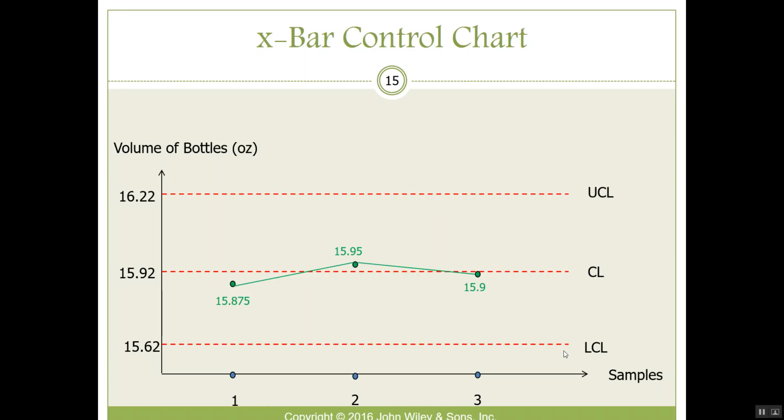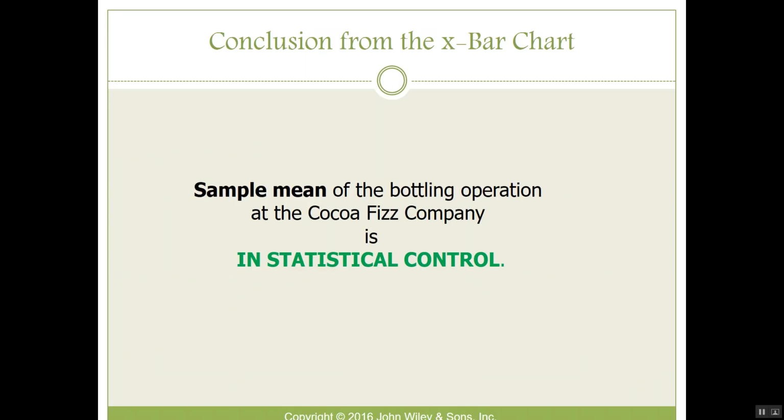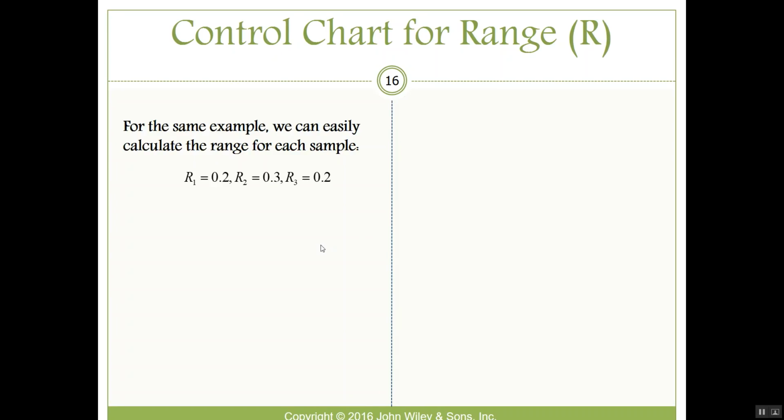So if everything is between the lower and the upper control limit, which is the case here, then you will draw this conclusion. Sample mean of the bottling operation at the Cocoa Fizz Company is in statistical control. Remember, these conclusions of control charts are very, very important, and they're going to be very similar for the other types of charts. So here we're doing an x bar chart, so we wrote sample mean, and always is or is not in statistical control. So again, because everything was in between the two lines, here we wrote sample mean is in statistical control.